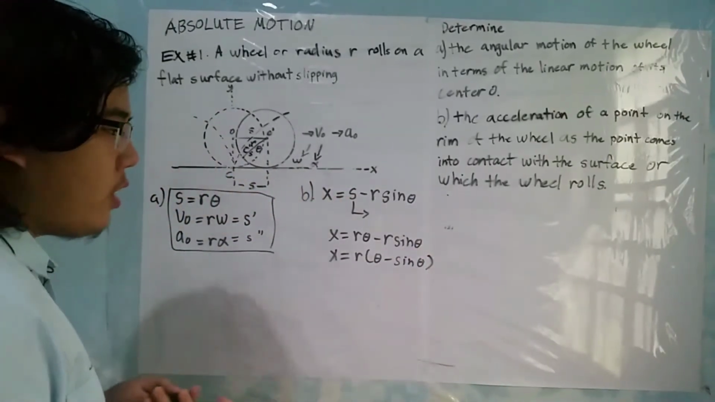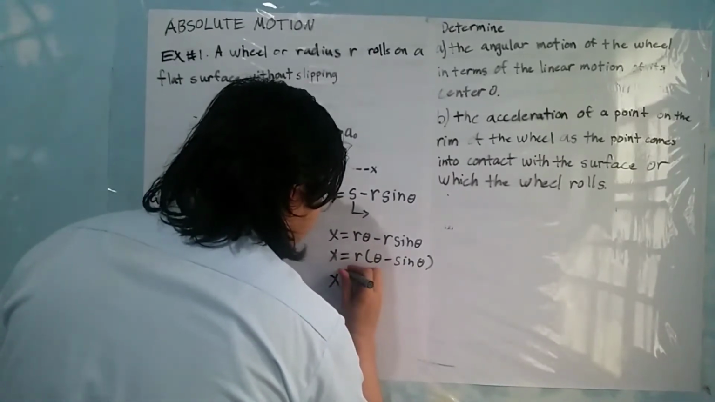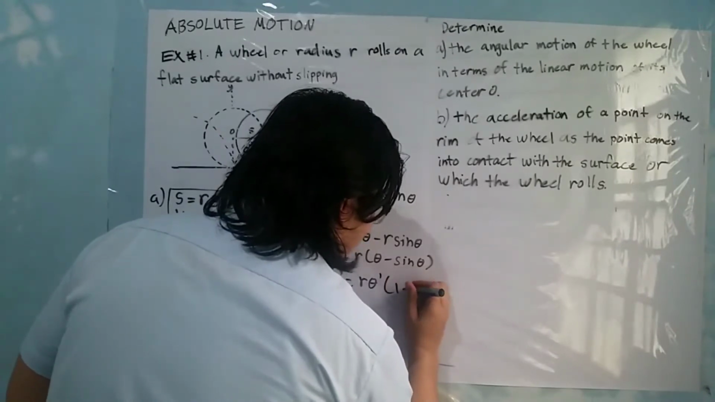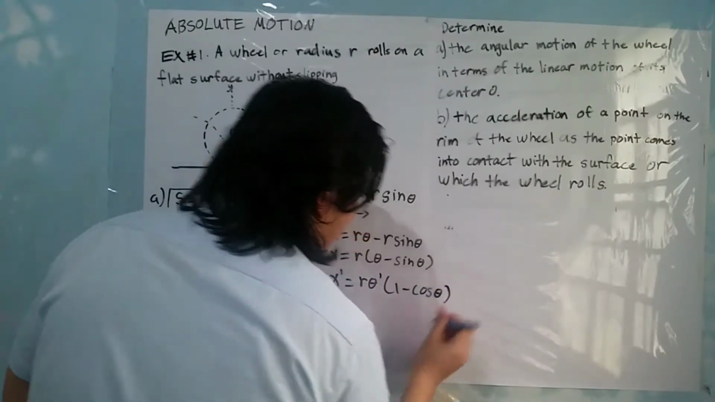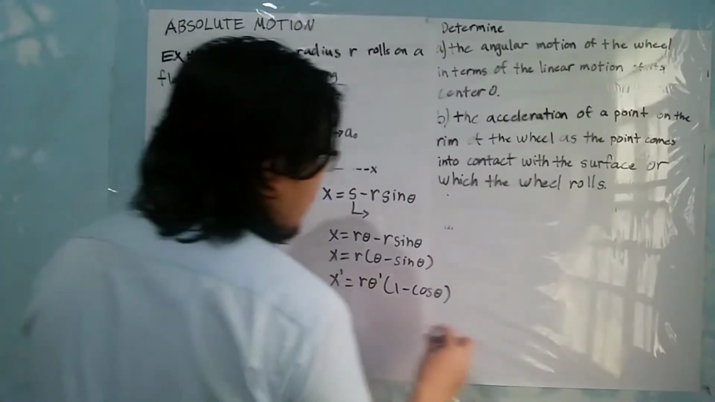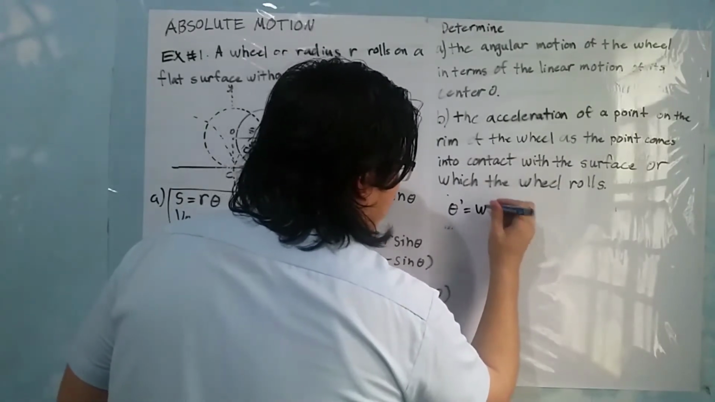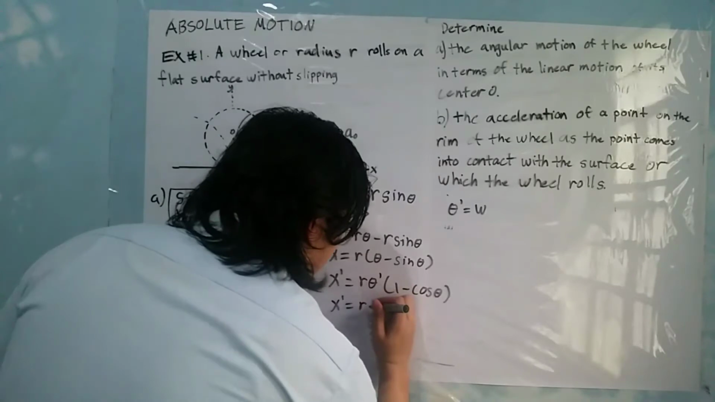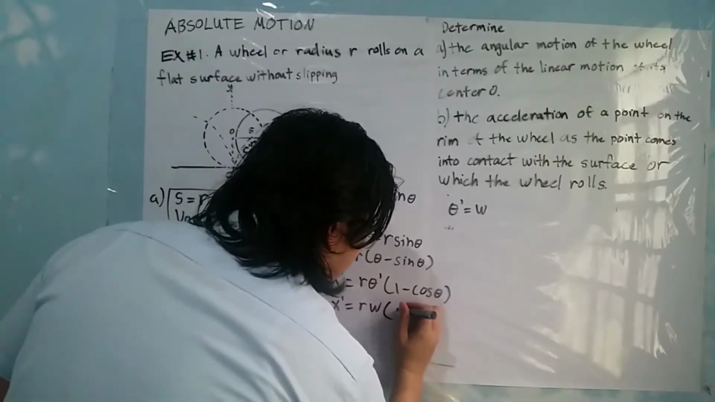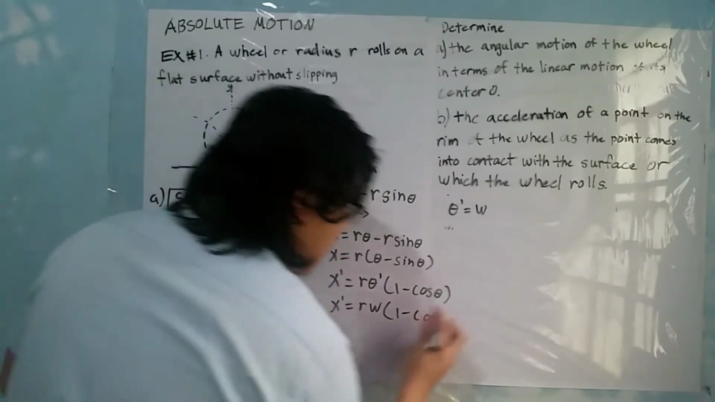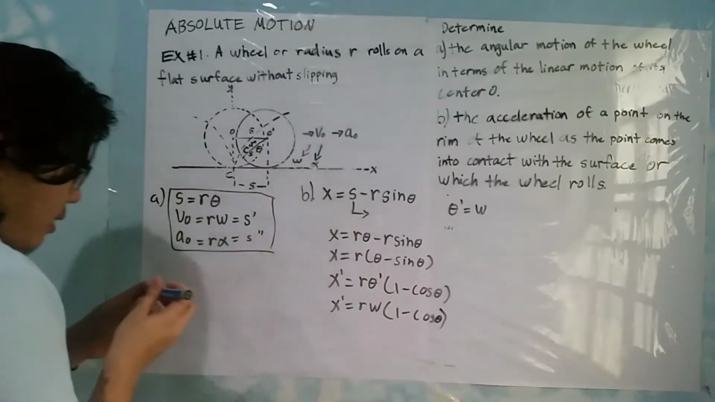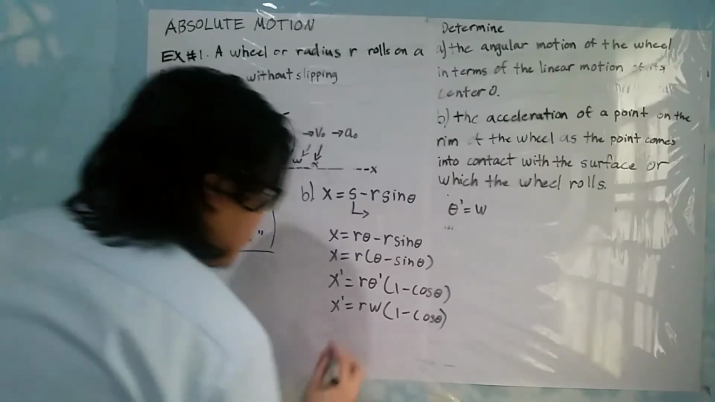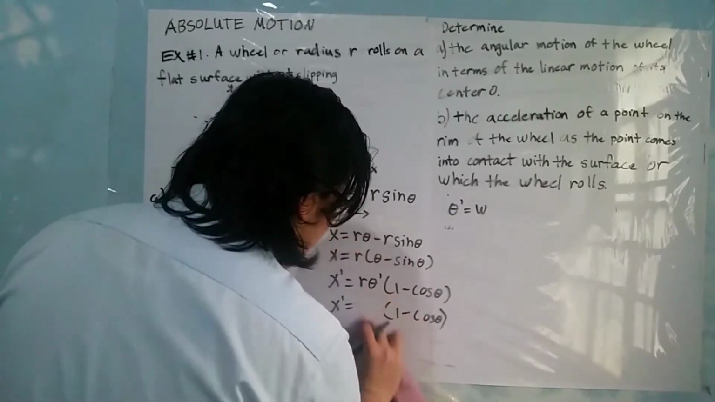Now, we're going to differentiate this equation. So x prime is equal to r theta prime multiplied by 1 minus cosine theta. We can simplify further because theta prime is equal to the angular velocity omega. So we can rewrite it as r omega times 1 minus cosine theta. And r omega we can substitute with the velocity v_O.